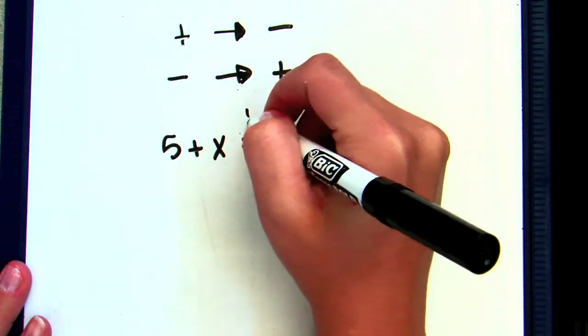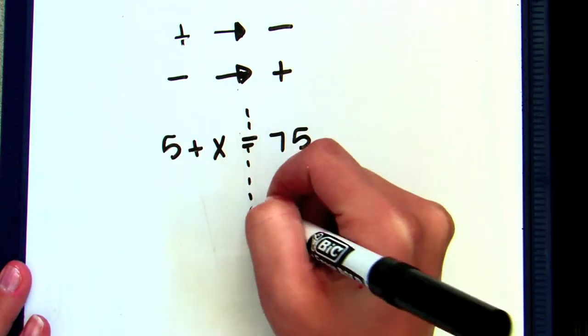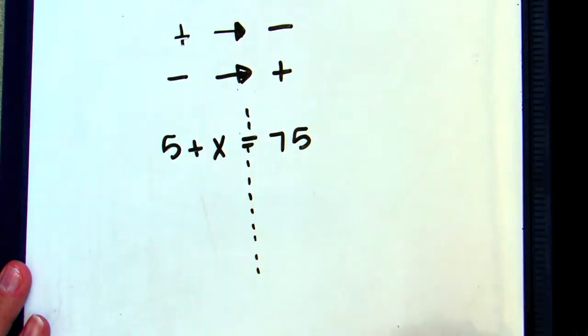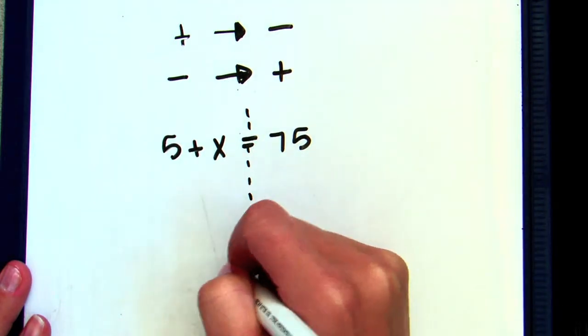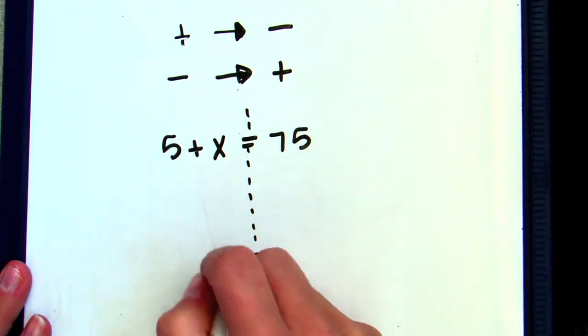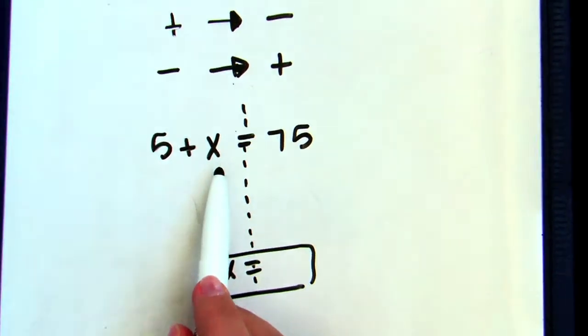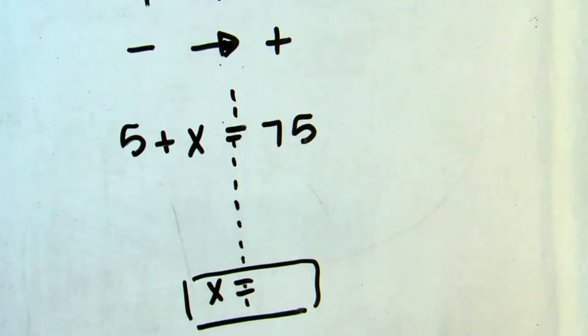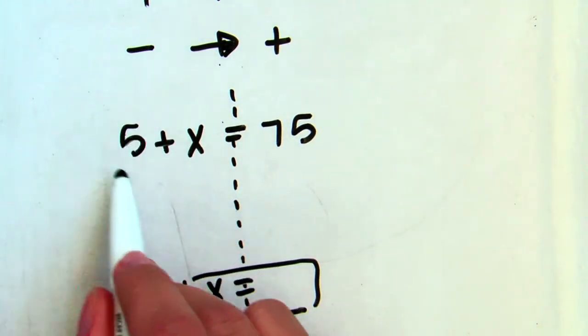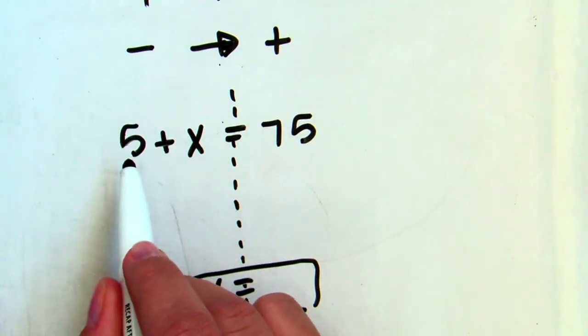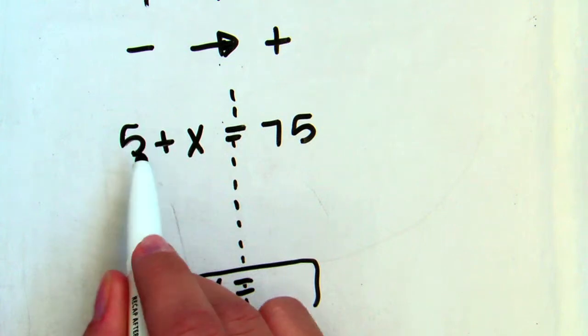So we're going to draw a dividing line where our equal sign is. And we want our equation to end up as x equals some number. Now, we need to get x alone on this side, like this. So we need to get rid of this 5. This positive 5 is in the way. So the only way to zero it out and get rid of it is to subtract a 5.